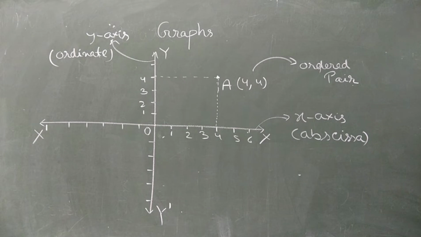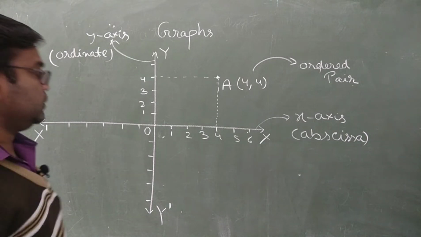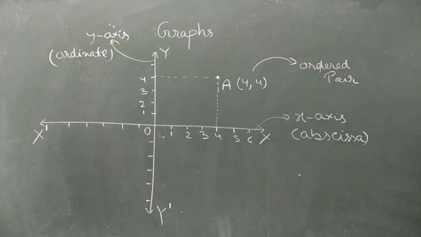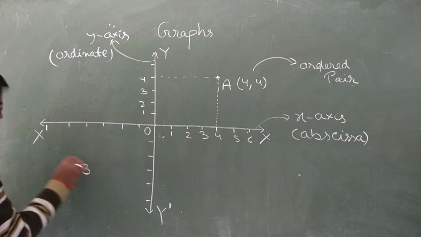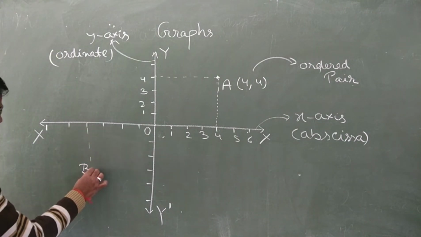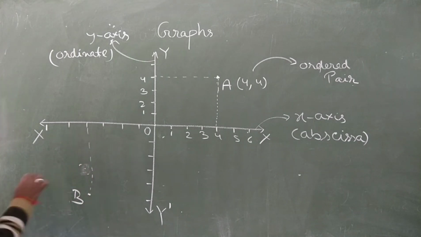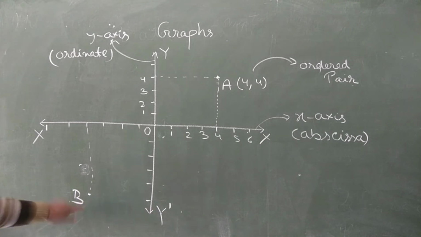Now, how do we use sign? This is a simple example. Suppose that another point B is on this side. Clear? This is your point B. So what is the address of point B?